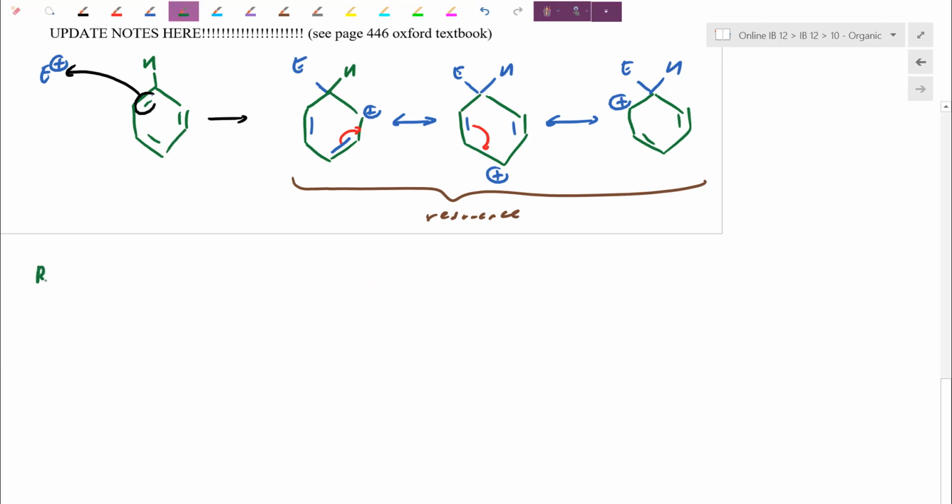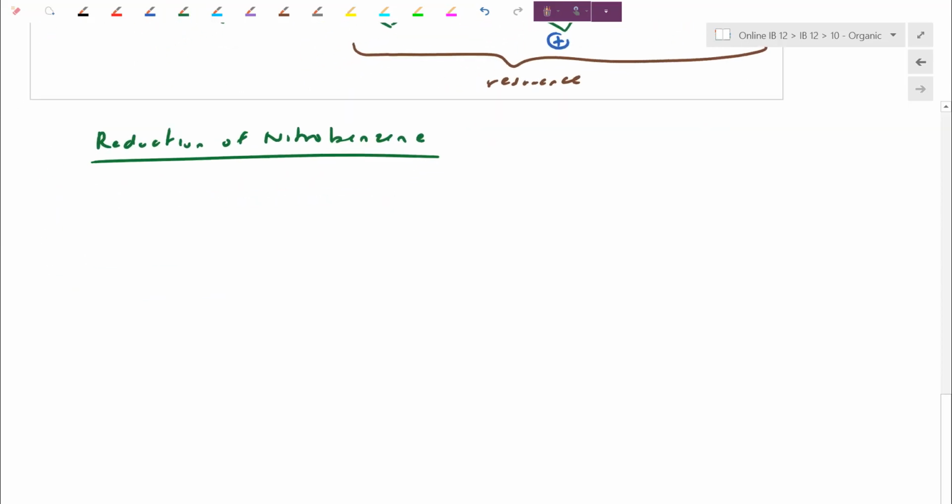So take this, the NO2 replaced H group, and let's talk about the reduction of nitrobenzene. This is another mechanism for you to just memorize. This part here won't actually be on our mind map, right? Because this is very specifically looking at a particular functionality of benzene.